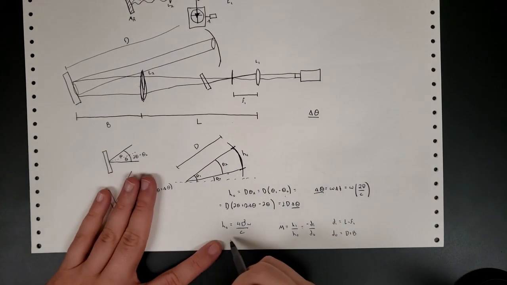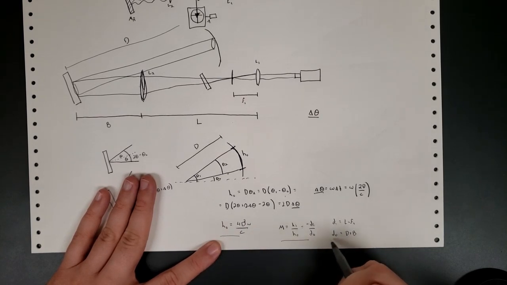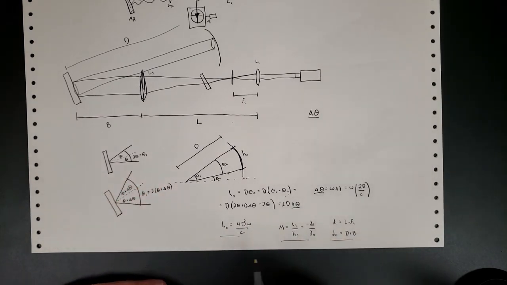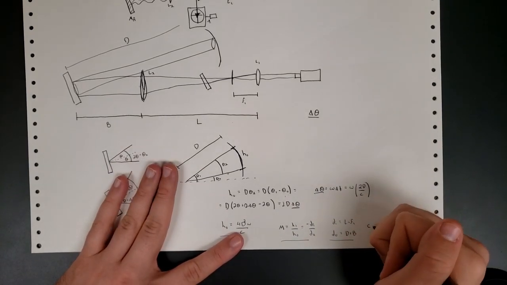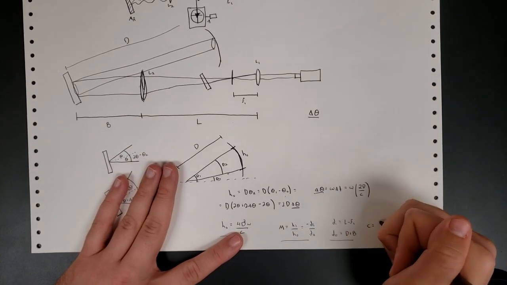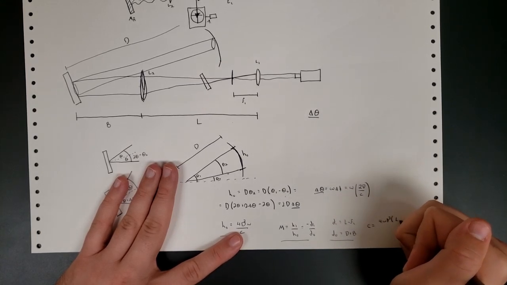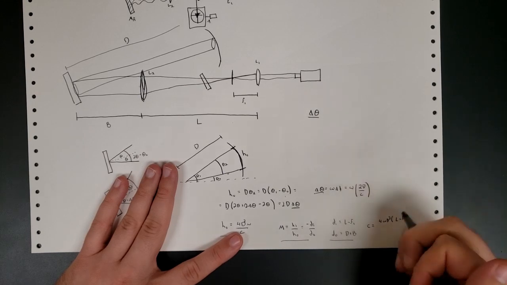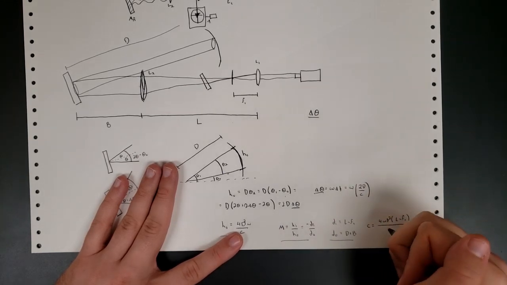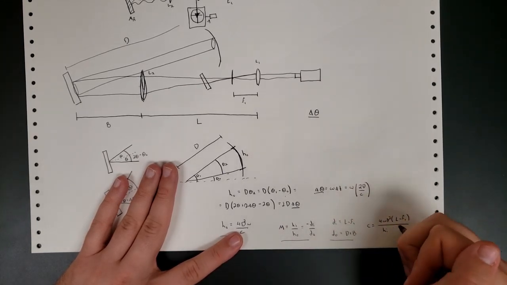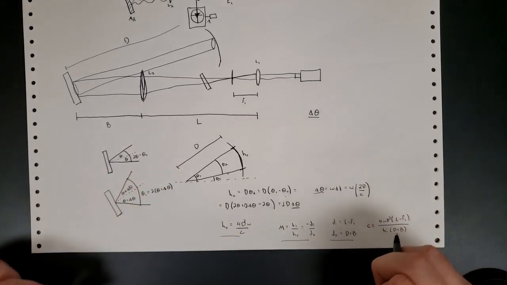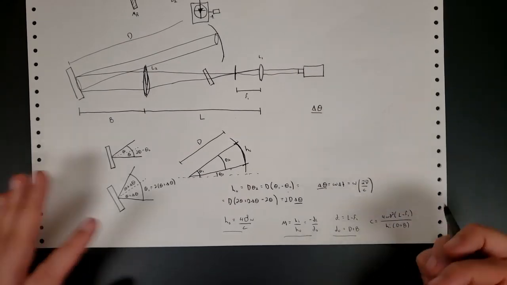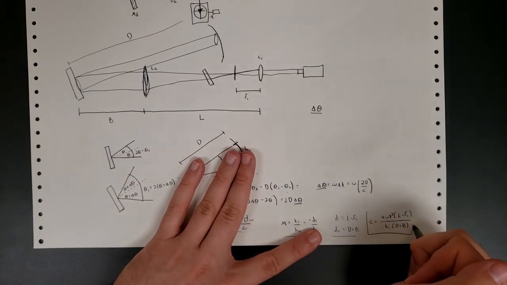Now using these three equations, combining them and solving for c, you'll end up getting the final equation that we'll use in this lab, which is c equals 4 omega d squared (L minus F1) divided by hi (d plus b). So this is the equation for the speed of light.